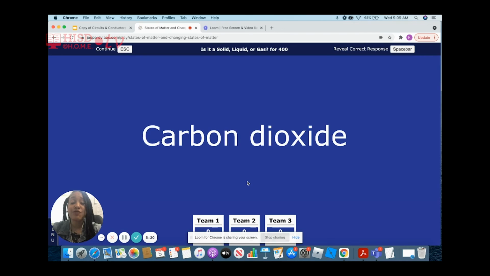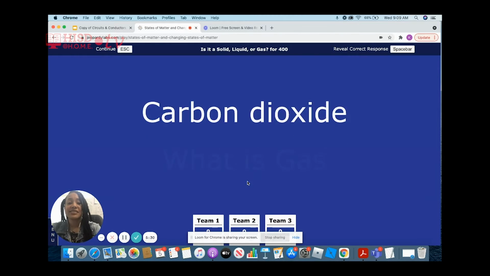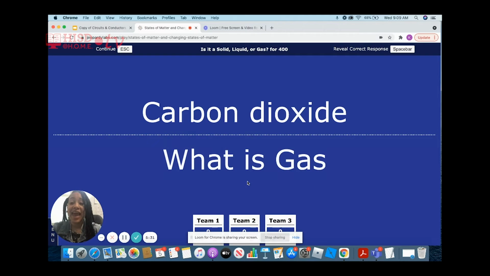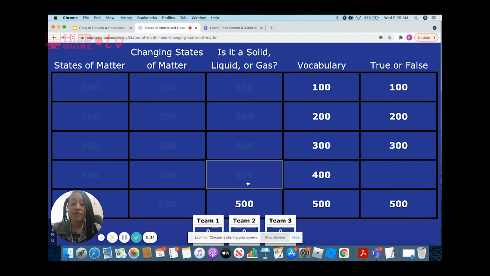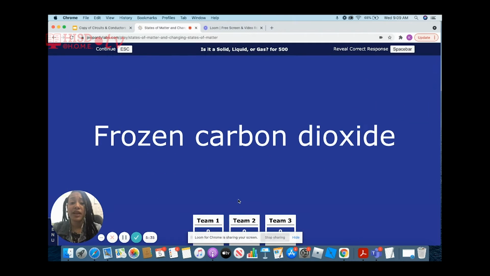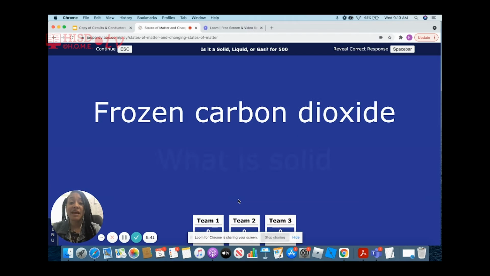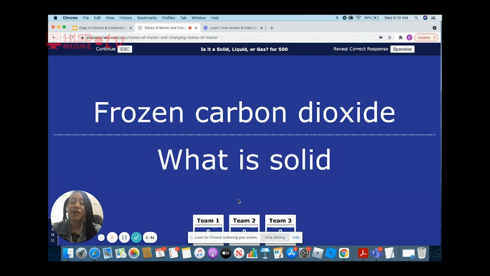Solid, liquid, or gas for 400. Carbon dioxide, what we breathe out every day. Is it a solid, liquid, or gas? Yes, carbon dioxide is a gas. And last question for 500, is it a solid, liquid, or gas? Frozen carbon dioxide. Right. If you guessed that frozen carbon dioxide is a solid, then you are correct. The key word here is frozen.